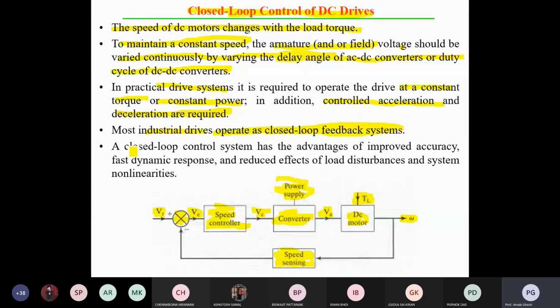A closed loop system has some advantages. It improves accuracy, which means you try to reduce the steady state error. And it gives fast dynamics. Fast dynamics means how fast your motor responds to the variation of your load torque.